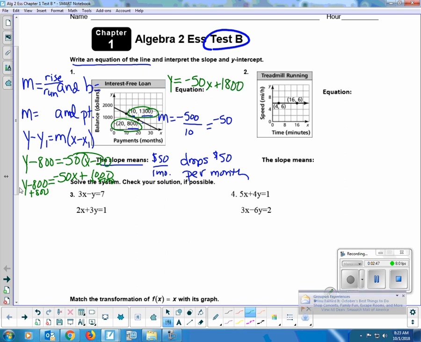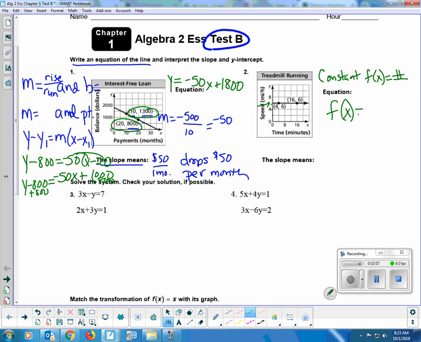Number 2 is a constant function. It's a horizontal line. And all constant functions we talked about have the f of x equal to some value that doesn't change. If we count by 2, 4, 6, 8, 10, 12, it looks like this equation is simply f of x equals 6. There's a zero slope, so the slope means it stays at 6 miles per hour.